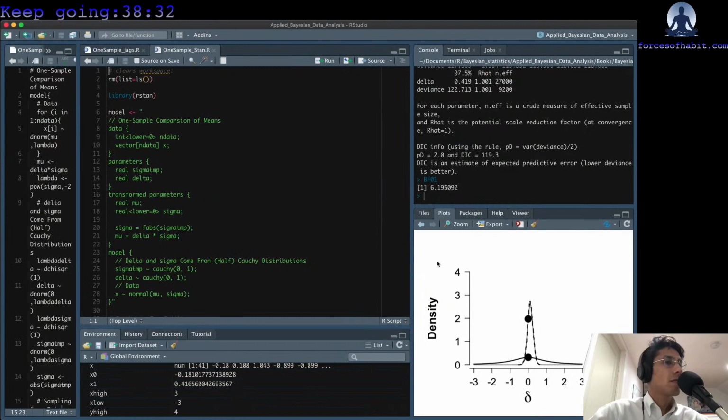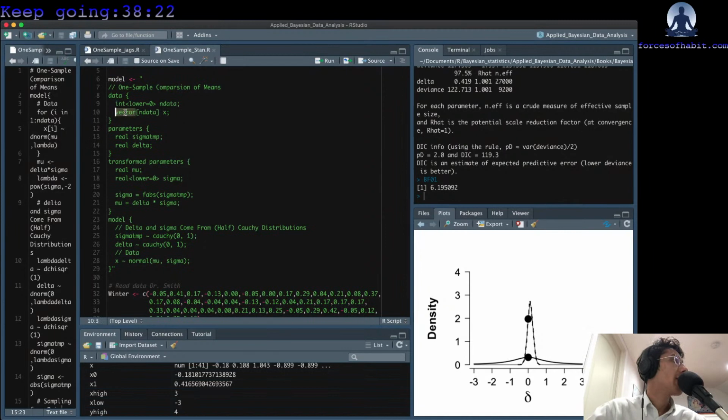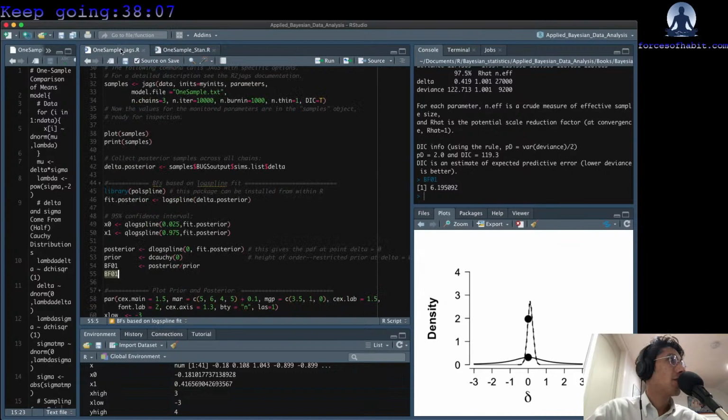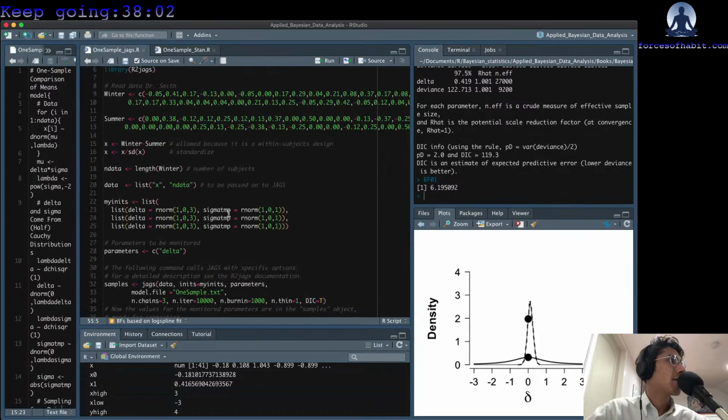Stan code. So here, one simple t-test, basically. For data, initialize data, vector of the data, x, which is the differences, right? Then we have the parameters, which are going to be real, sigma temp, and delta. So we have sigma temp and delta. These are the things that we also notice are the two things that we initialize in our JAGS script, delta and sigma temp.